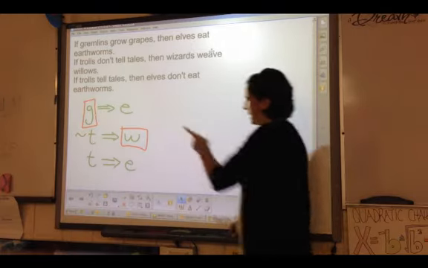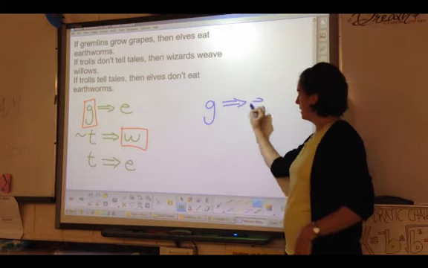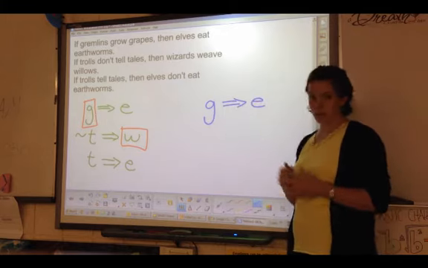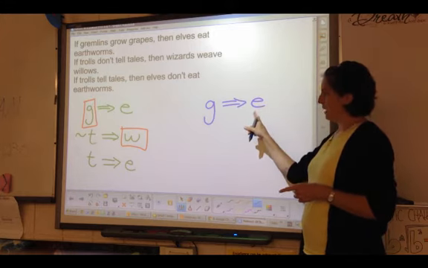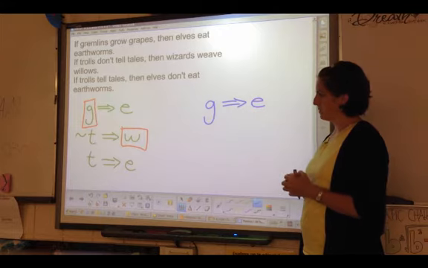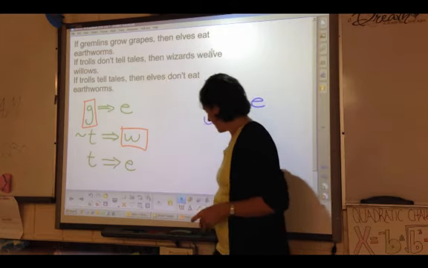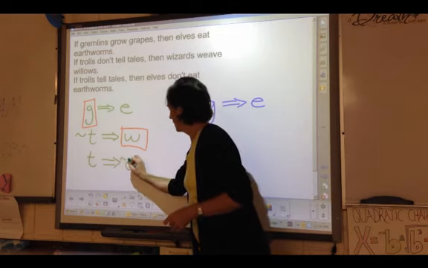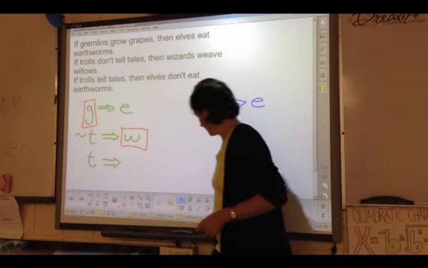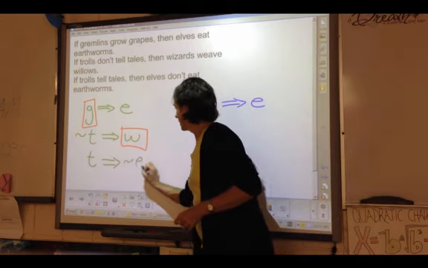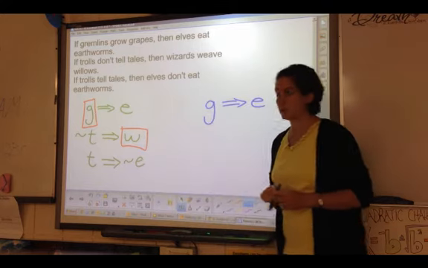So in this problem, since G started there, let's go ahead and leave it. So G implies E, or gremlins imply that the elves are going to eat earthworms. Well, then it makes sense that the next thing that we would want, oh, I missed a not in there, didn't I? My statement, then elves don't eat earthworms. I missed a not right here, right? Trolls tell tales implies that elves don't eat earthworms.